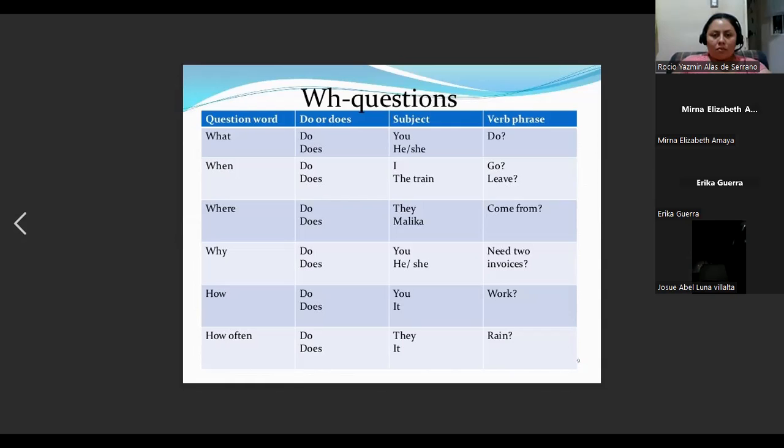Muy bien. Quiero ver. Aquí está otra, ¿verdad? How often do or does they rain? ¿Verdad? Or it rain. Aquí porque está hablando de they, ¿verdad? De ellos. Y el it porque está hablando como en general, ¿verdad? De la lluvia. Entonces no hay como un sujeto. Es una cosa o algo sin sujeto. Muy bien. Ahora, let me see.